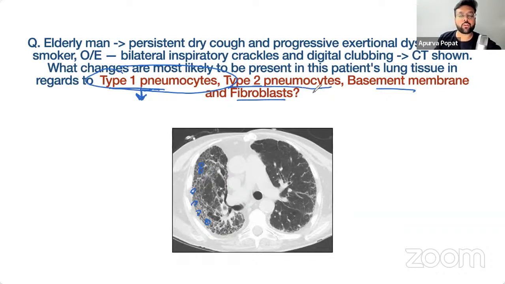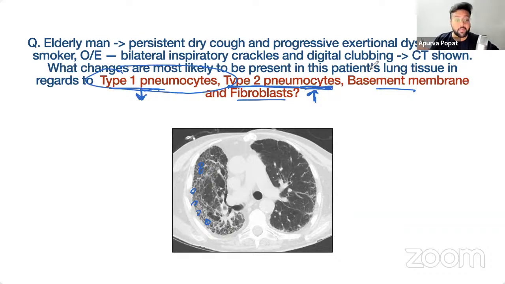Okay. Which out of the following, type 1 or type 2 pneumocyte, is called the stem cell of the lung? Type 2 pneumocytes are the stem cells. Very good. So will they be increased or decreased in number if there is some damage? Increase. Okay, perfect.